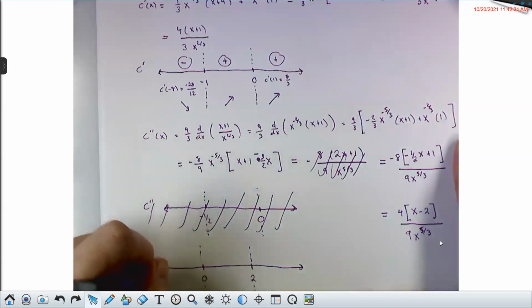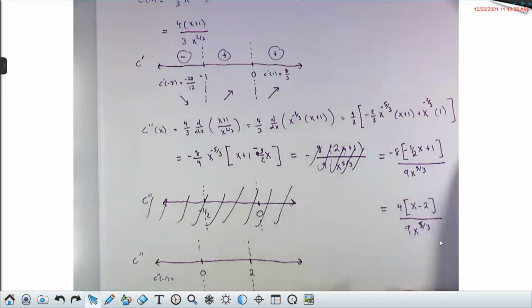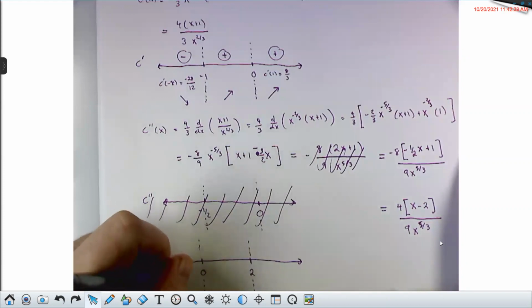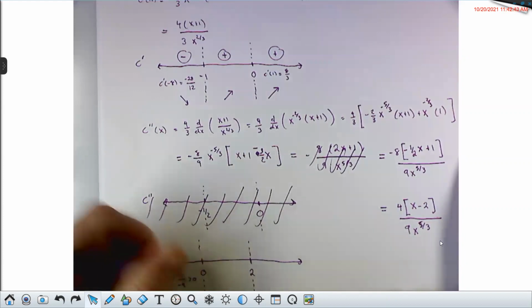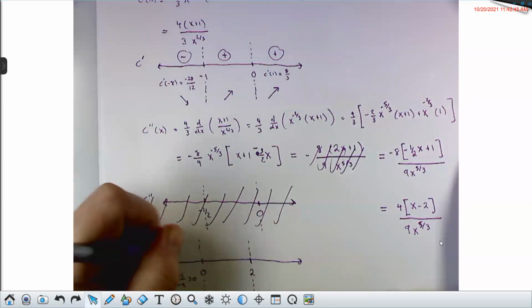So I'll write it down here. C double prime of -1 is -3 times 4 is -12 over -9. And that's positive, right? Because both the top and the bottom are negative.